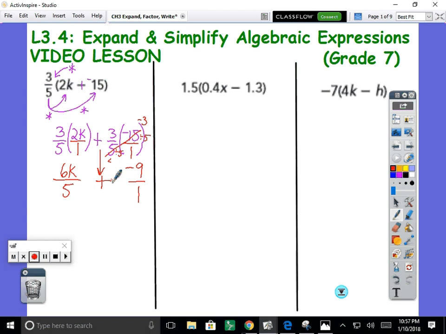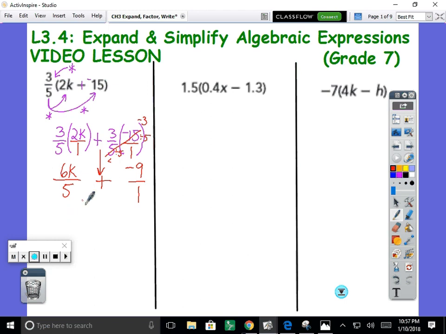So if you take a look, I have a variable term. It has this k, the variable k. And I have a constant, no variables on this term. Can these go together anymore? The answer is no. I do want to do a little rewrite step.